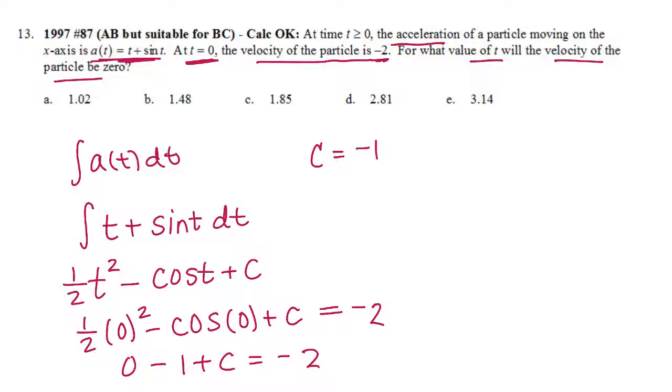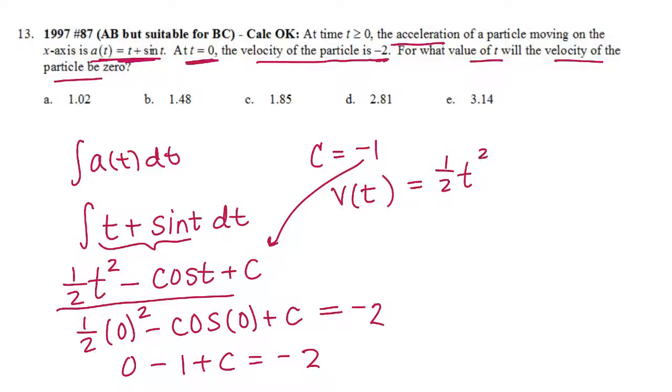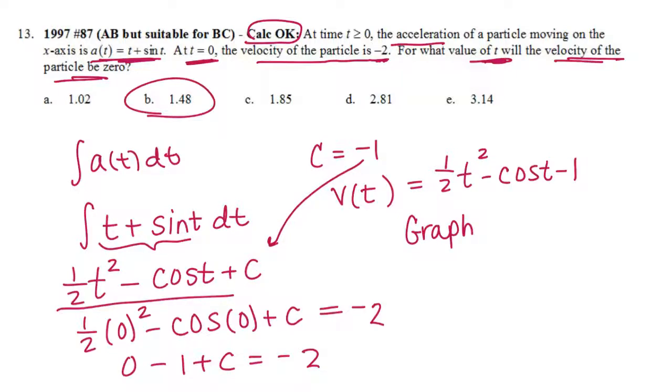And now let's put this together. That tells me that the velocity function is now, again, we had this portion here that we integrated. We come up with this. Then we found c is -1. So we can put all of that together and we have 1/2 t squared minus cosine t minus 1. Now I want to know for what time t will the velocity of the particle be 0. This is a calculator problem, so you would graph this and find where it crosses over the x-axis, and hopefully you will get answer choice B.